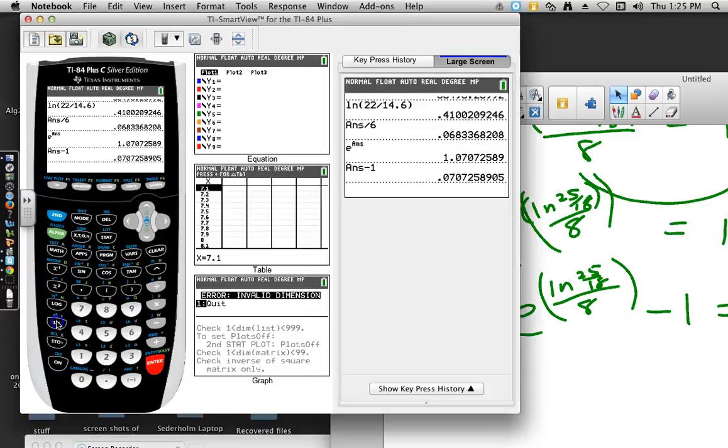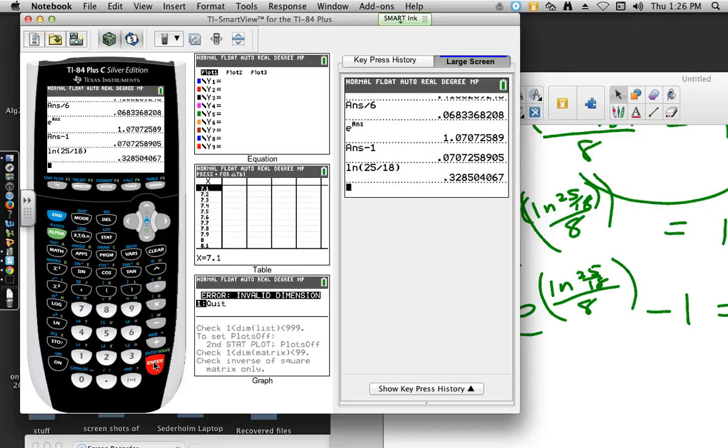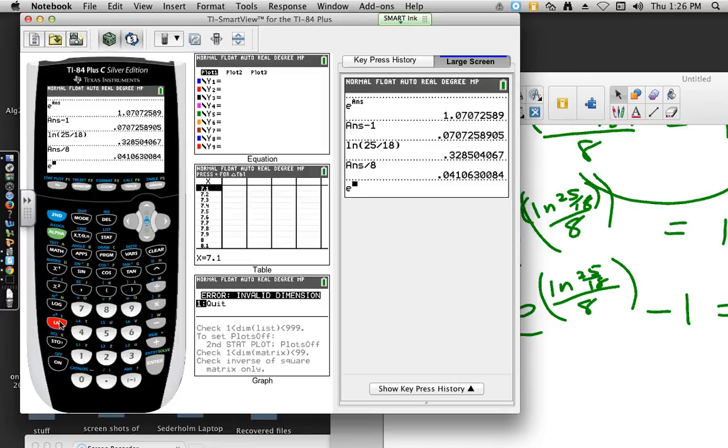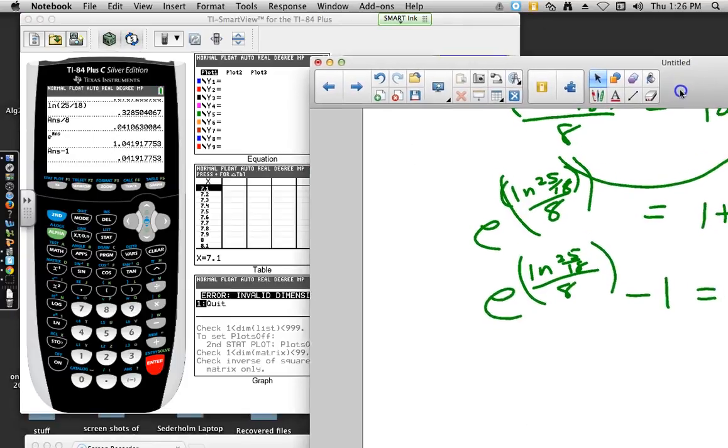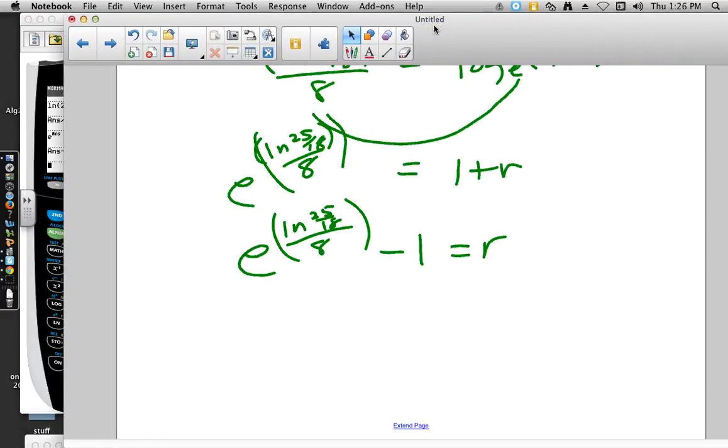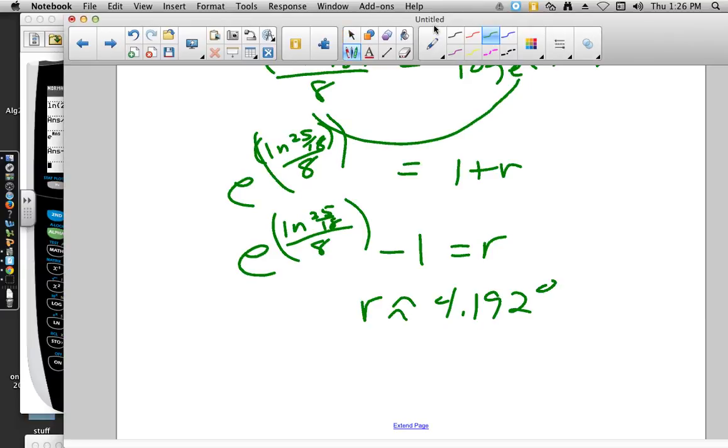So let's see, we need the natural log of 25 divided by 18. Then we need to divide that by 8. And then we need to raise e to that power. So second e to the x, second negative for answer, and then we need to subtract 1. So not as high an interest rate for this one as we had for number 27. So 0.041917753, which will be approximately 4.192%.